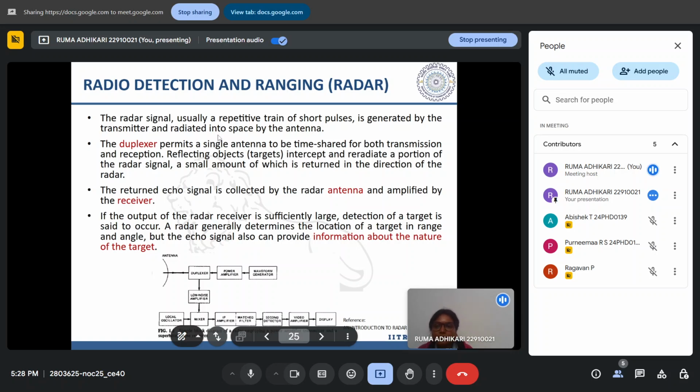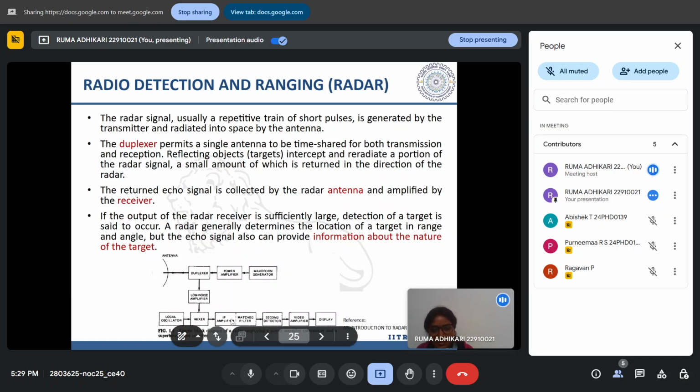So you can go through this, what the duplexer does. The return echo signal is collected by the antenna and amplified by the receiver. What the power amplifier does, from the name we can understand, it amplifies the signal. And also there is one term, signal to noise ratio. Basically it amplifies that part so that we will not lose anything to noise or clutter. Okay, we will amplify the signal.